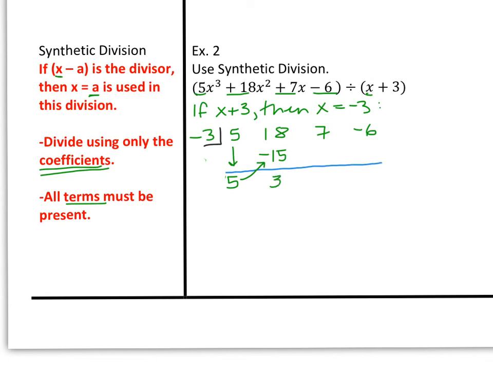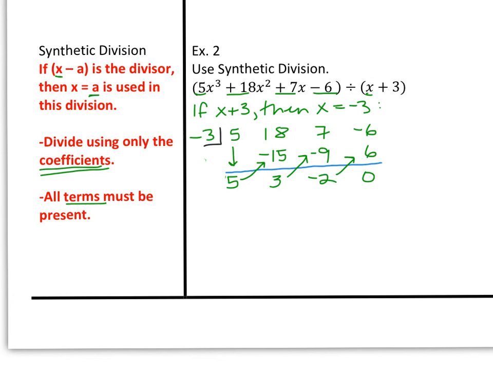And you repeat the process. 3 times negative 3 would be negative 9, and that goes in the next column. So it's just kind of up and over each time. 7 plus negative 9, or 7 minus 9, would be negative 2, and that goes below the blue line. Last but not least, negative 2 times negative 3 in the penalty box is positive 6. Negative 6 plus 6 is 0. So you've done the process of synthetic division.